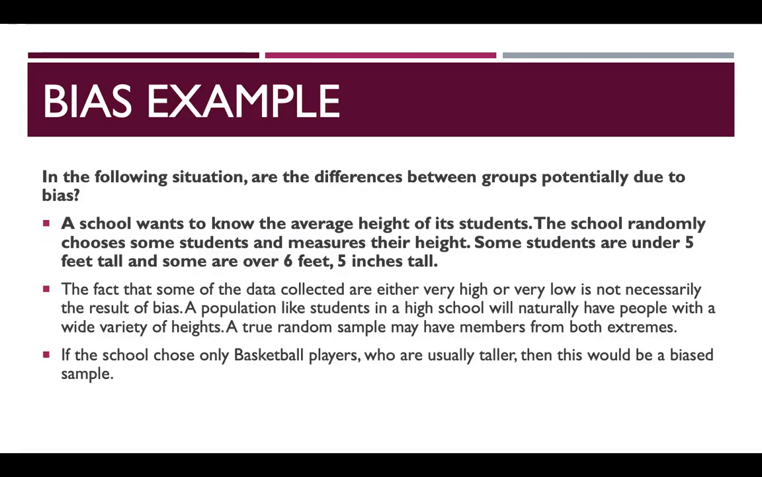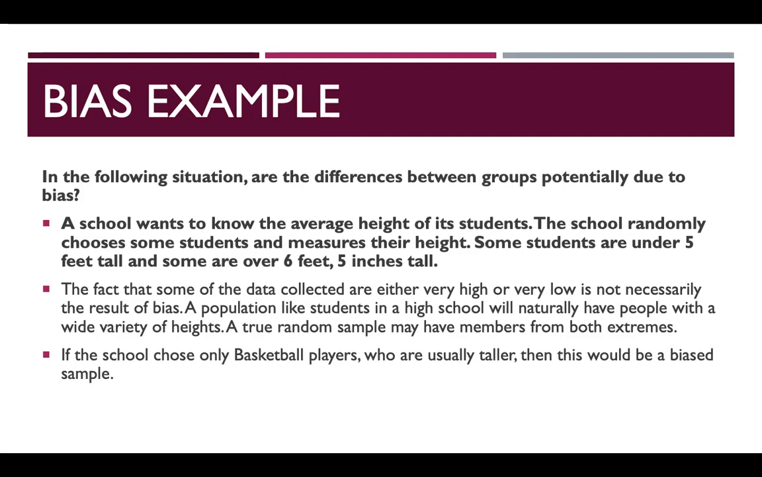So here's another example. In the following situation, are there differences between groups potentially due to bias? So we have a school that wants to know the average height of its students. The school randomly chooses some students and measures their heights. Some students are under 5 feet tall and some are over 6 feet 5 inches tall.